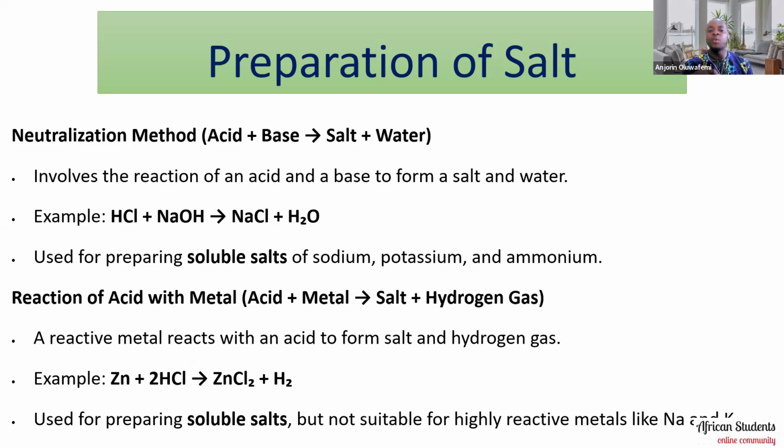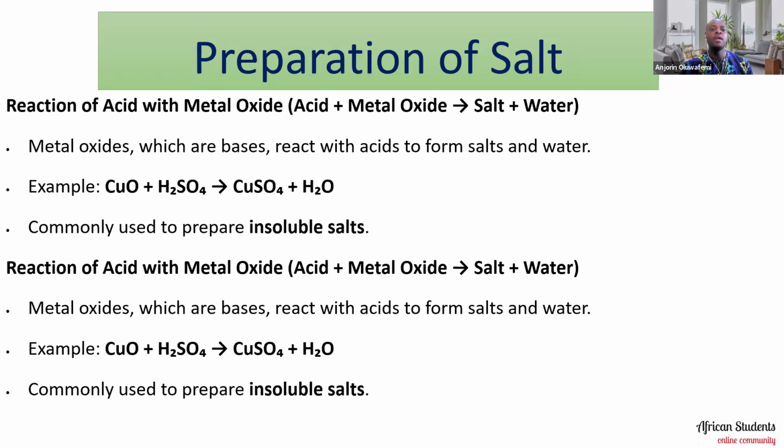Now, reaction of acid with metal is another way in which we can produce salt. When you react a metal with an acid, you have a salt and then hydrogen being given off. This is also used for producing soluble salts, but not suitable for highly reactive metals like sodium and potassium, okay?